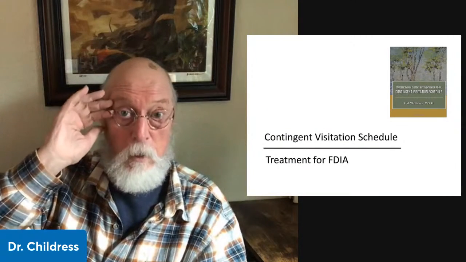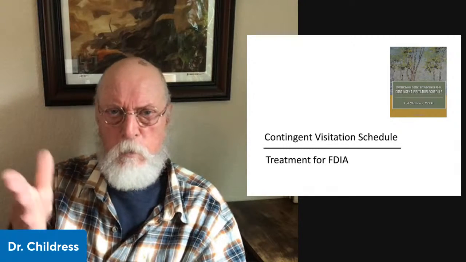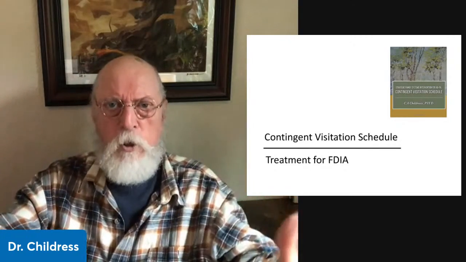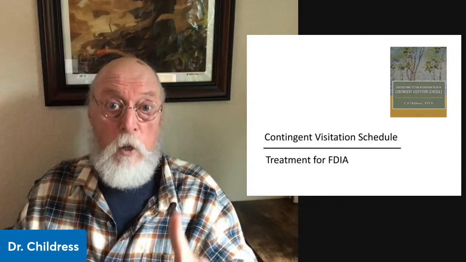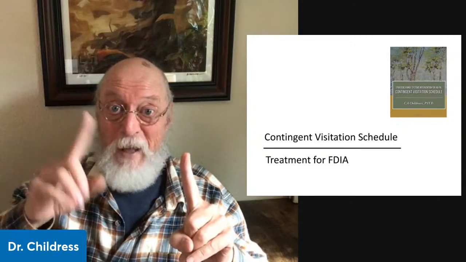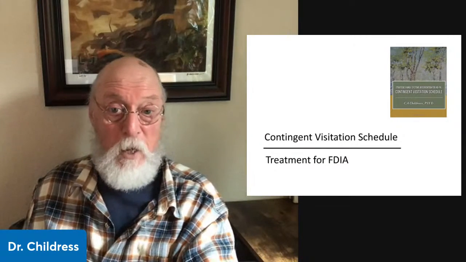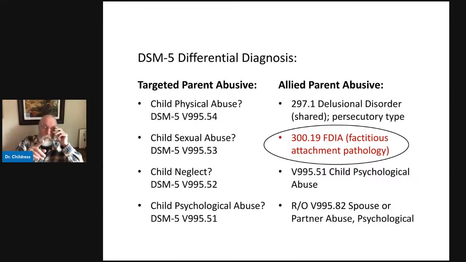One of the prominent implications of accurate diagnosis is the continued visitation schedule. I just presented this to the APA. It's available on Amazon. It's out there. It's a treatment approach for the pathology in the family courts. But it's a treatment approach for FDIA, for a factitious attachment pathology imposed on a child. It's not a treatment for authentic child abuse. So that's for the continued visitation schedule, adjusting the schedule based on the child's symptoms. That is the treatment for a factitious disorder imposed on another.